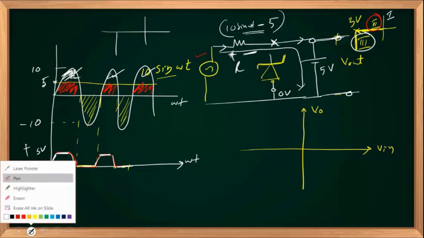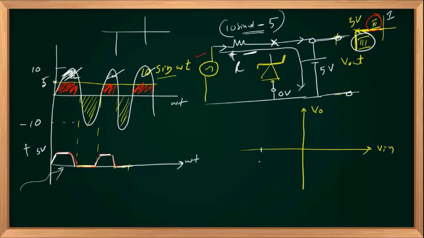First, you should note that your input is varying between -10 to +10 because it is a 10 sin omega t signal. When it is negative, V out equal to 0. When V in is negative, V out should be 0 volts. So this will be flat. For different negative values of V in, V out is always 0.